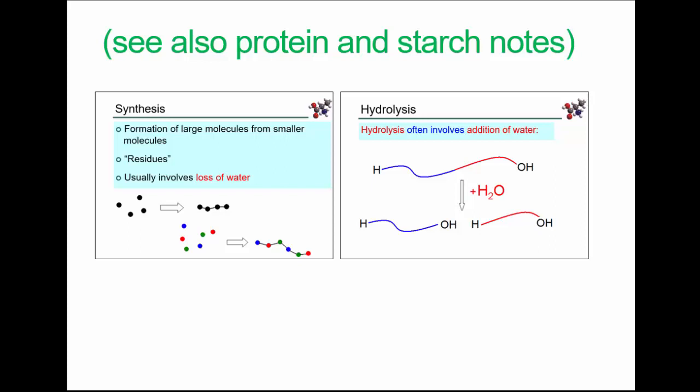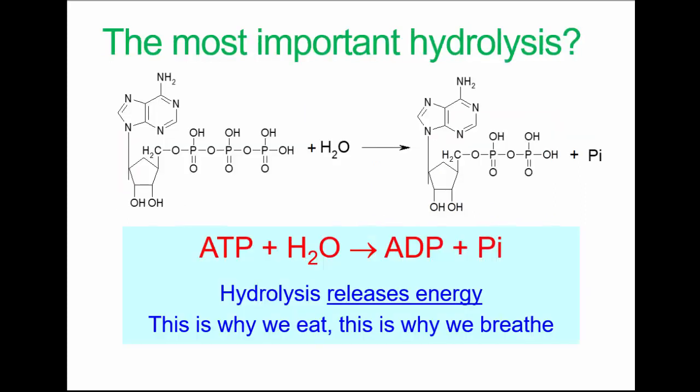We'll look at this in specific detail when we look at proteins and starch a bit later on in the module. This is arguably the most important hydrolysis. Without this, we wouldn't be doing anything. We eat and we breathe to regenerate the molecule ATP. When it's hydrolyzed to produce ADP and phosphate, it liberates energy, which allows other reactions to take place. And as I said, this is literally why we eat, and this is literally why we breathe, to do this hydrolysis reaction.